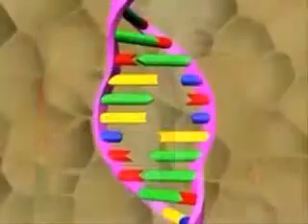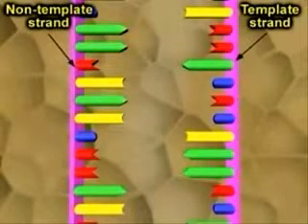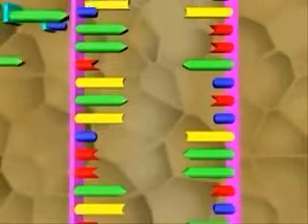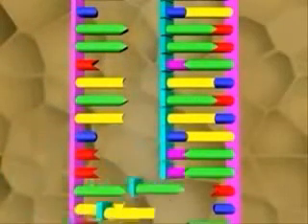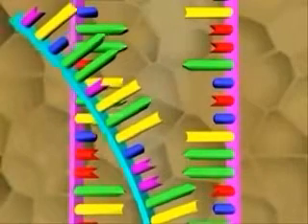At the beginning of transcription, the DNA containing the gene of interest unwinds, forming a template strand and a non-template strand. Only the template strand is used to synthesize RNA. An enzyme called RNA polymerase adds complementary RNA nucleotides to the newly forming RNA molecule. When the RNA polymerase reaches a DNA region called a termination signal, it releases the DNA strand and the RNA molecule.